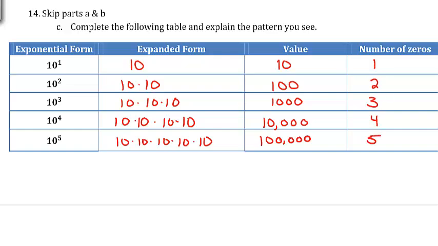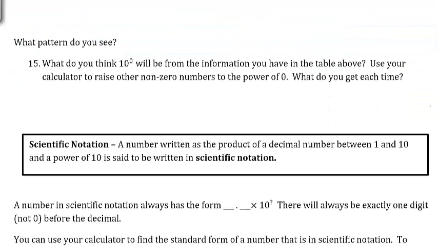And maybe you picked up on the pattern before we even got to the end, but if you notice here, the exponent and the number of zeros match. And so when you have 10 to the first, you have 1 zero, 10 squared has 2 zeros, and 10 cubed has 3 zeros, and so on down to 10 to the fifth has 5 zeros after the 1. So the exponent equals the number of zeros.